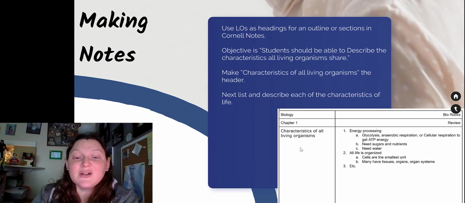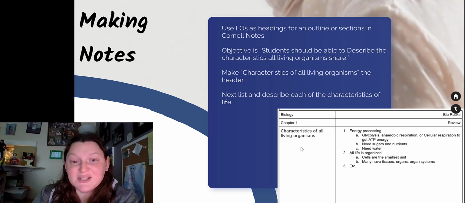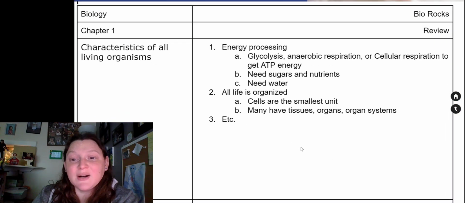Learning objectives can also help you to make notes. For example, some learning objectives could be used as headings for an outline or a section in Cornell Notes. If the learning objective is students should be able to describe the characteristics all living organisms share, you can make characteristics of all living organisms the header. Next, list and describe each of the characteristics of life.